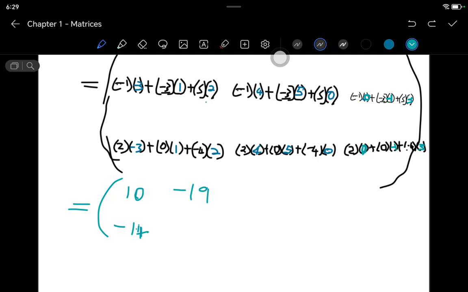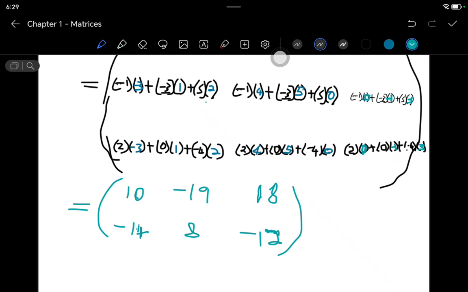Then this one is going to be 8. Then the last one is going to be minus 12. And then the one up here is going to be 18, since 15 plus 3 is 18. You see? Then this will be the multiplication. So you can do the same for the multiplication.